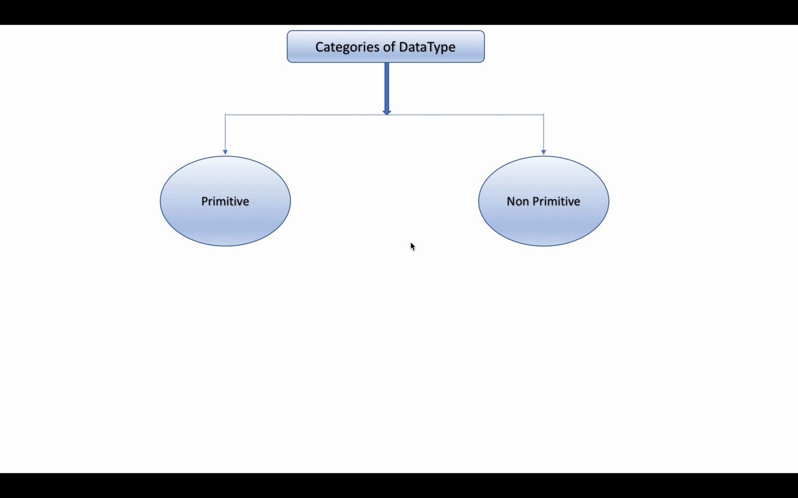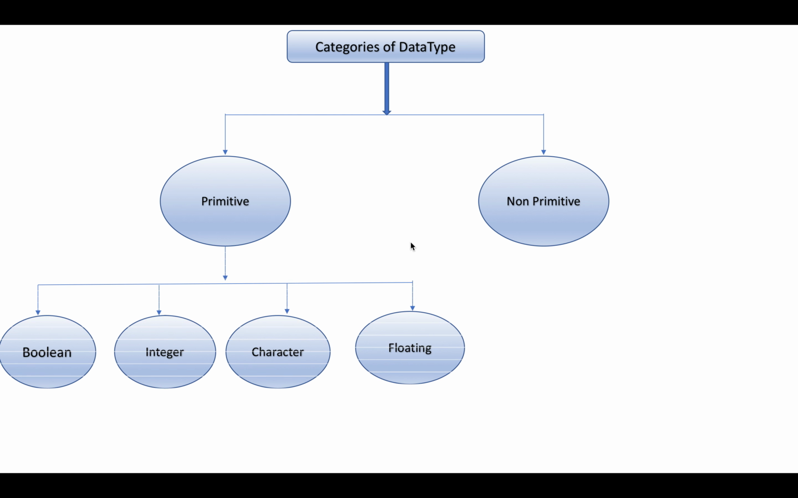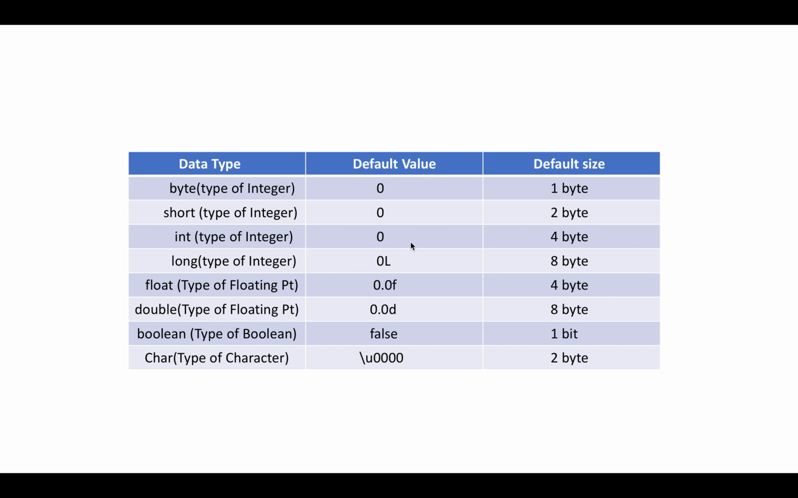So we have seen the types of data type are primitive and non-primitive, right? Primitive had four different sections: boolean, integer, character and floating. I am going fast, guys, because I had already done that before this section. So if you feel you need it slower, you can mention it in the comment box. Then again we have data type.